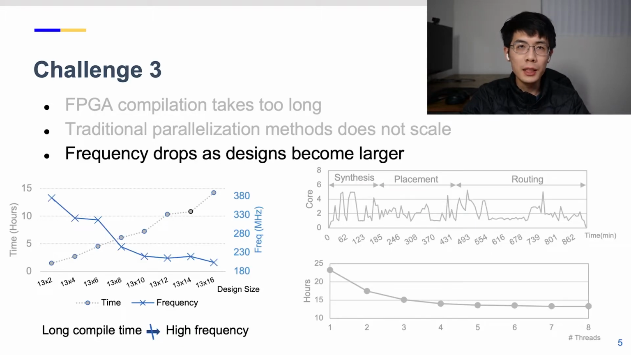Worse, an seemingly endless compile process does not mean a high timing quality of the output. As we scale up the design size, the final frequency continues to drop.